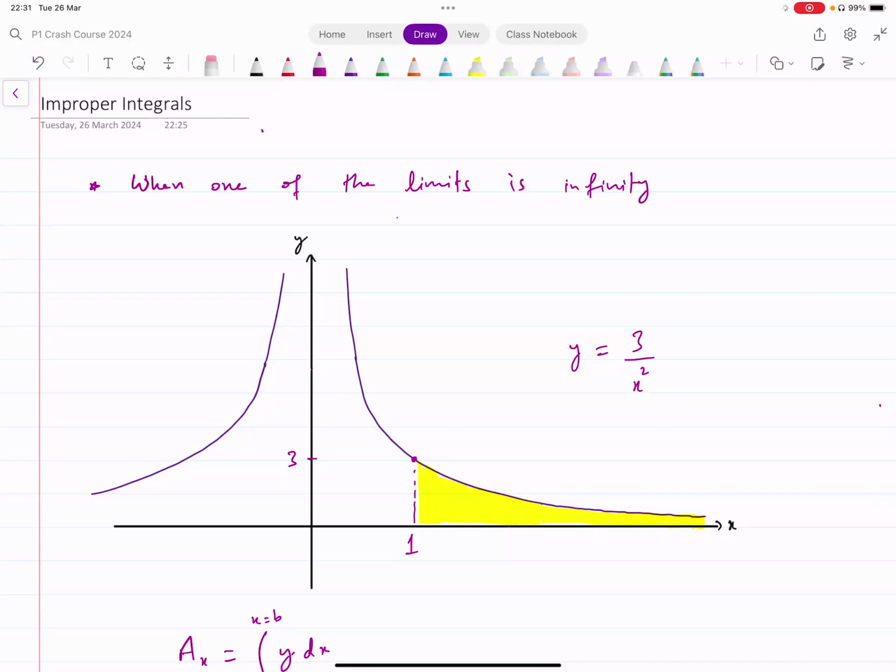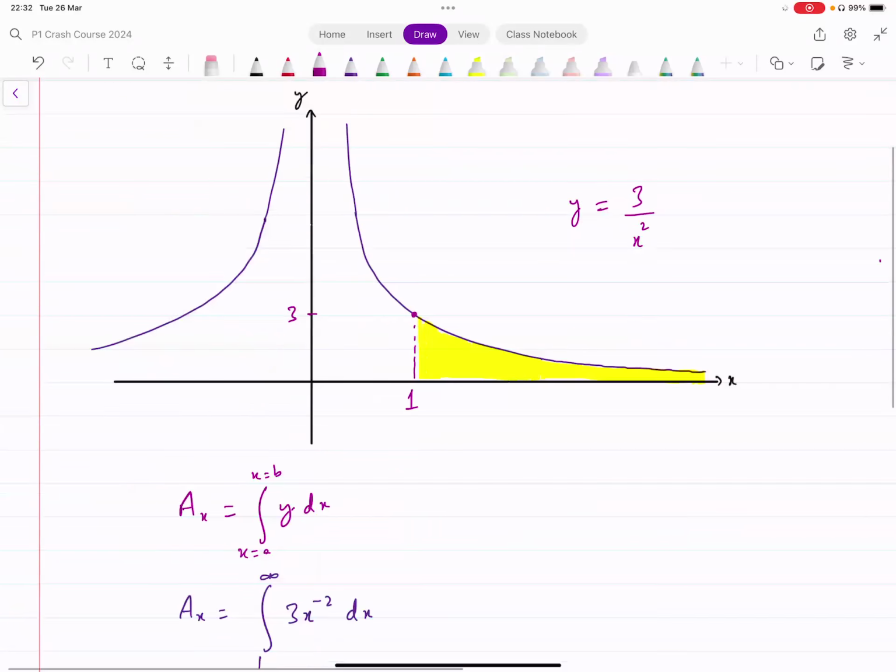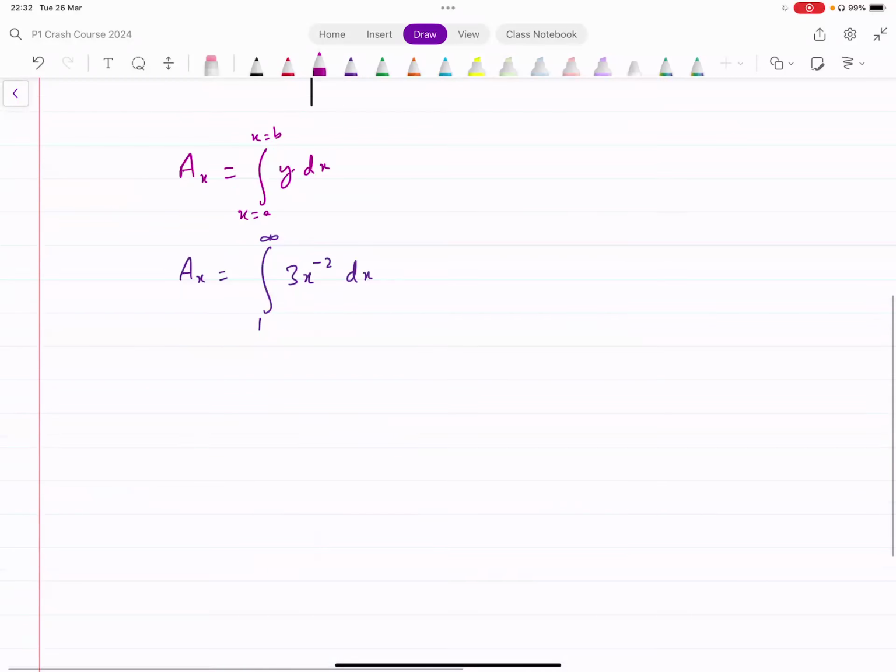Now it could be the upper limit infinity, as in the upper limit could be positive infinity, like in this case, or the lower limit could be negative infinity, right? Both those cases could be there. That's what we are going to be calling improper integrals. Now, how do you evaluate this? How do you find this area?